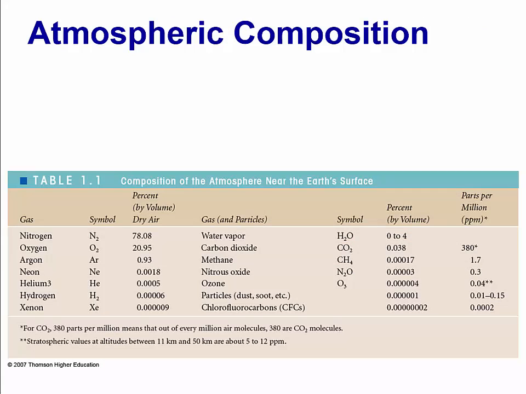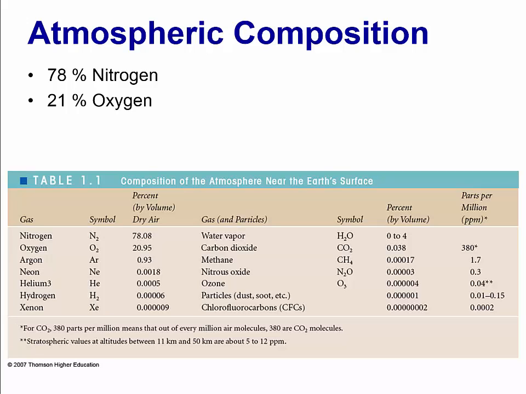The composition of the atmosphere is quite complex because there's a lot of different gases that make up the atmosphere, and this table does a nice job showing that in terms of their names, symbols, as well as their fractional contribution to the atmosphere in percent by volume. But if we really break it down, there's 2 main ones. The atmosphere on average is 78% nitrogen and 21% oxygen.